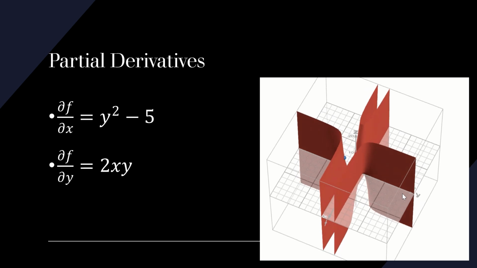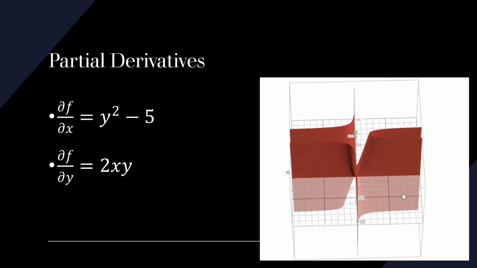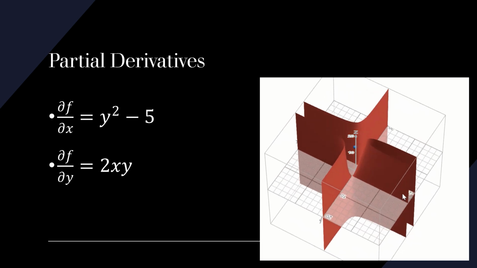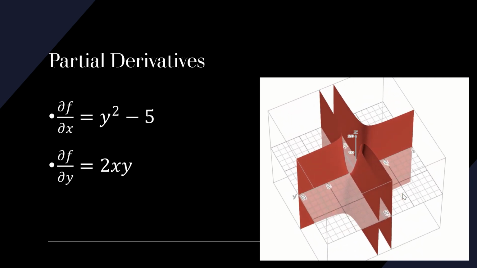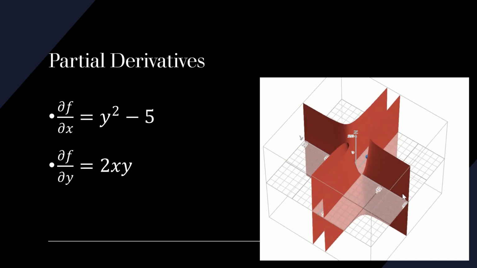So for partial derivatives, you might see this notation. When you're finding the partial with respect to x, then you pretend that your y's are constants. And when you take the partial with respect to y, then you pretend that the x's are constants.